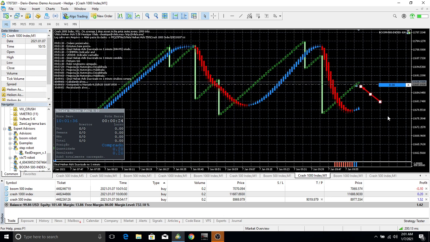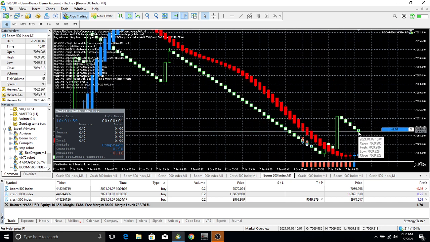See my profit. Also on Crash 500, a trade has been activated. This is Crash, what is that? Crash Boom 500. A buy trade has been activated now on Boom 500. You see a buy trade activated here. So it is going to buy.